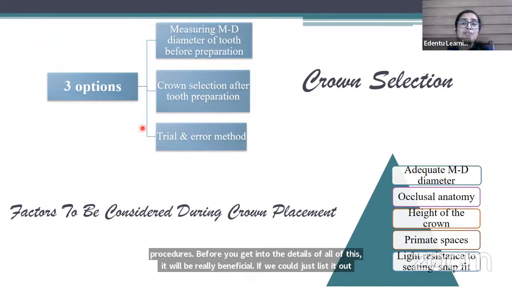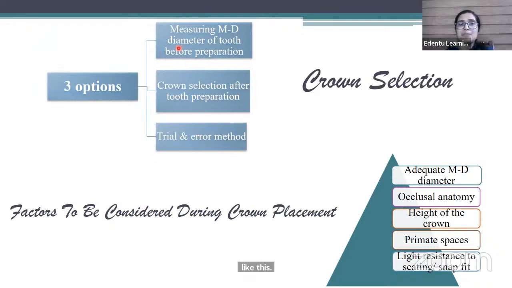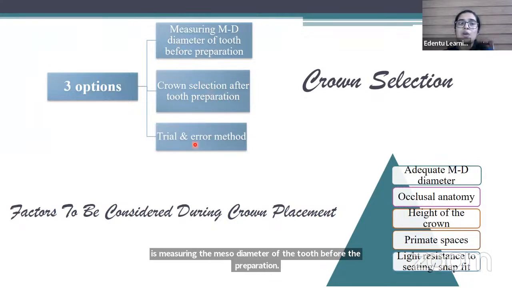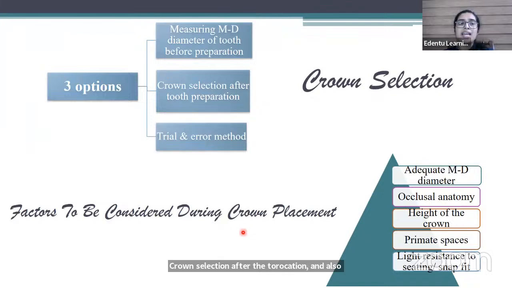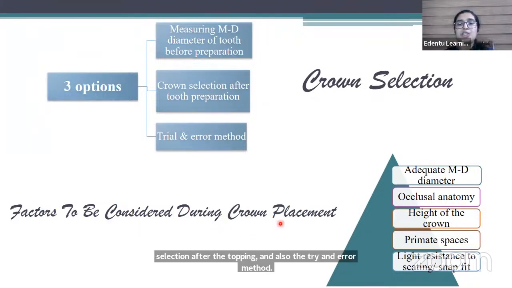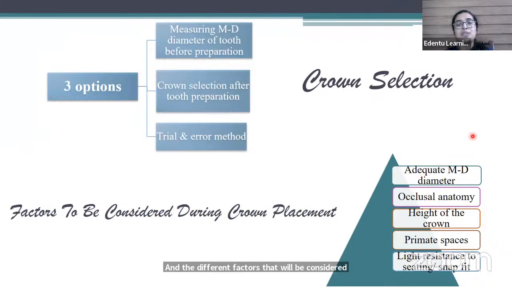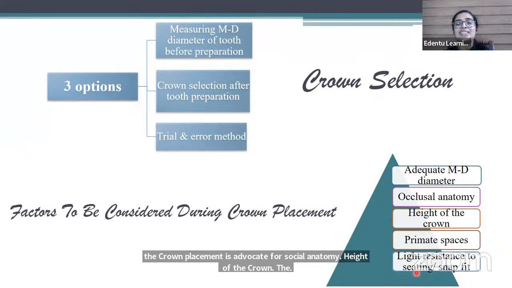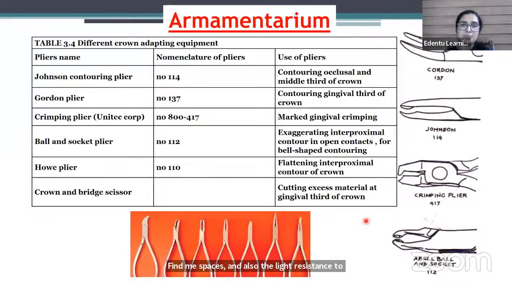The three options for crown selection are measuring the mesiodistal diameter of the tooth before the preparation, crown selection after the tooth preparation, and also the trial and error method. The different factors considered during the crown placement are adequate mesiodistal diameter, occlusal anatomy, height of the crown, the primate spaces, and also the light resistance to seating, or the snap fit.